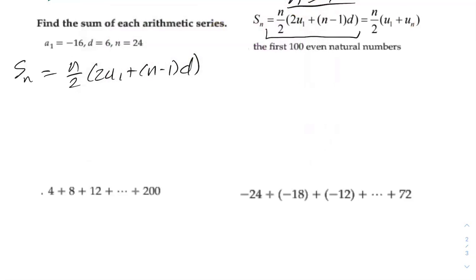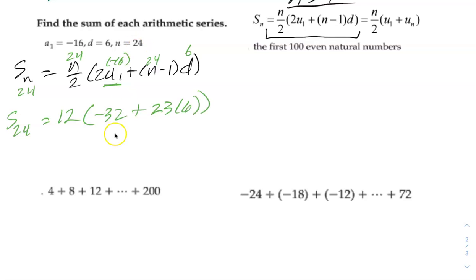If I want the sum of the first 24 terms, that makes this 24, which makes this 24. U1 is negative 16. N is 24 again, and my D is 6. So S of 24 equals 12 times negative 32 plus 23 times 6.